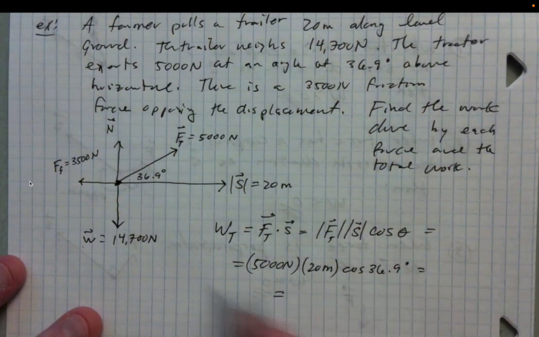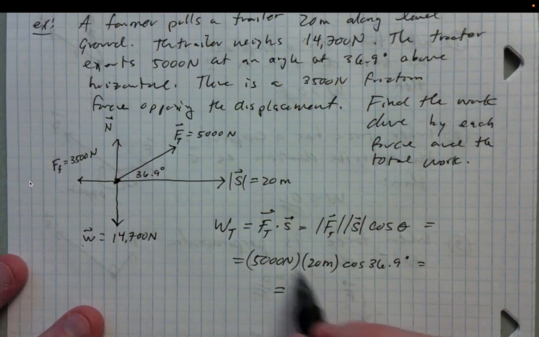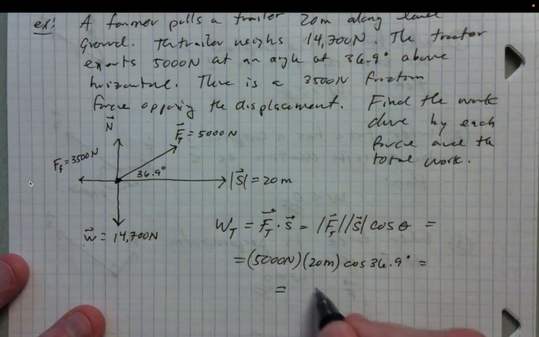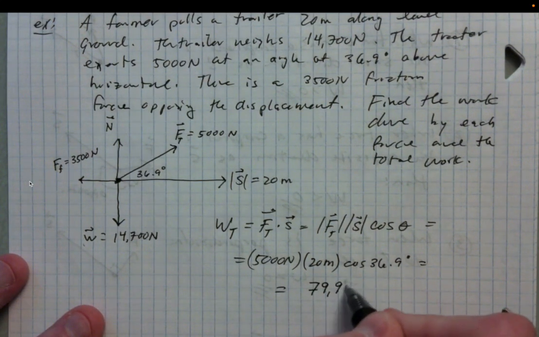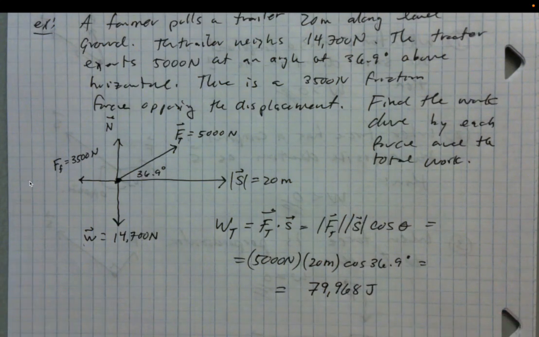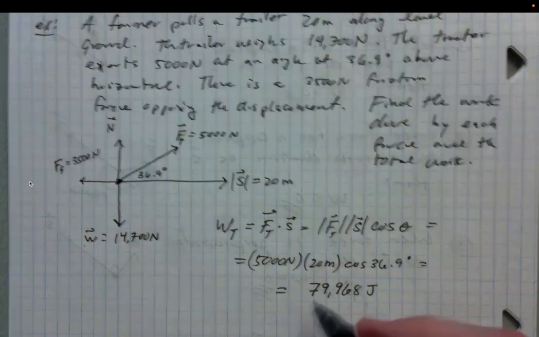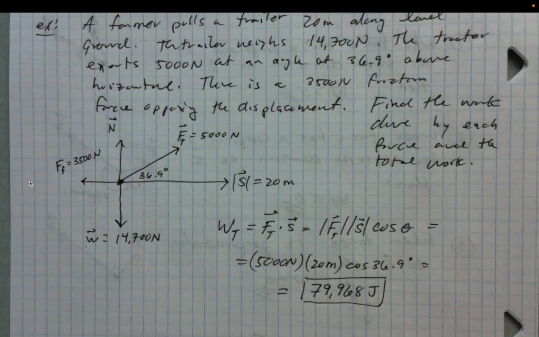And so when we calculate all of that, we see the work being done by the tractor is approximately 79,968 joules. So that's the work done by the tractor, approximately 80,000 joules, 80,000 newton meters. What about friction? What about the work done by friction?